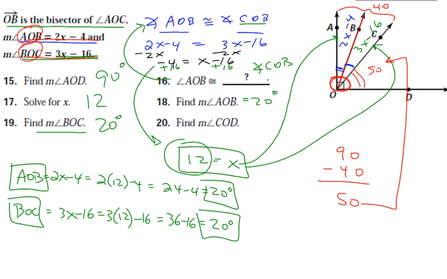And finally, find the measure of COD. Well, we found the measure of COD. That's right over here. And the answer is 50 degrees.